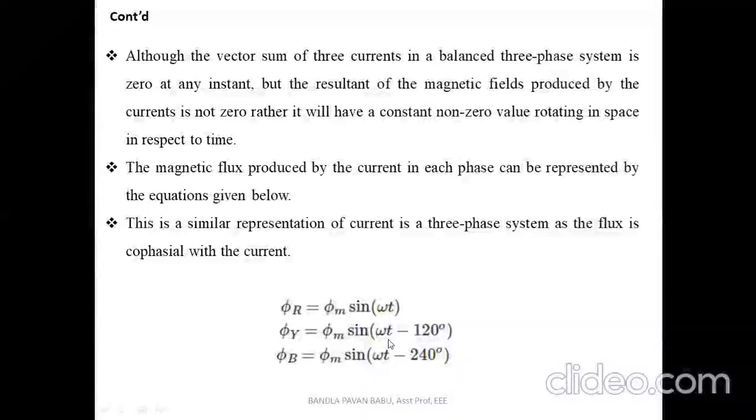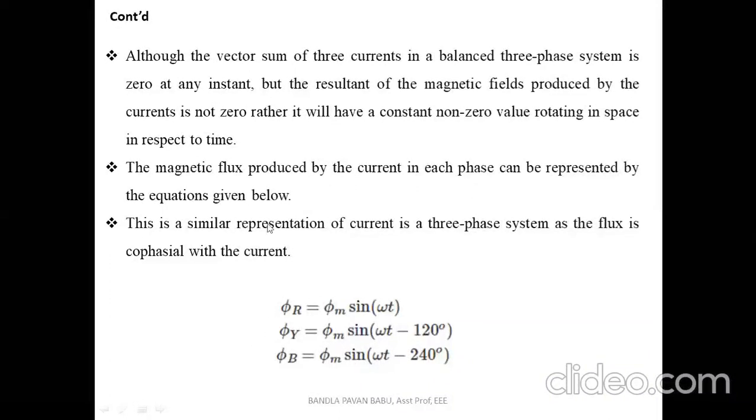From this rotating magnetic field, we must know what the resultant flux is, how it appears, and what its value is. Is there any specific change in the resultant flux developed for different positions or not? We need to check it out. Look at this point: although the vector sum of three currents in a balanced three-phase system is 0, that means for R phase, Y phase and B phase, the resultant current is 0 as per KCL. But the resultant flux developed is not 0, and it has a constant value for different positions. We need to check this, and that is the main objective of the rotating magnetic field.